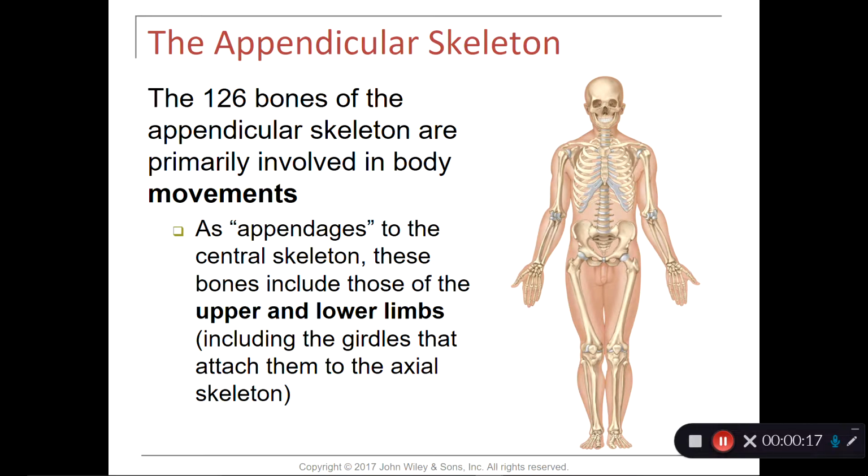So the appendicular skeleton, remember that it just means appendage. So the appendages or the extremities or things like that. So you're going to be including your arm bones. You're going to be including your shoulder blade, your clavicle. You're going to include the bones of the pelvis, minus the sacrum and coccyx, of course. And you're going to include the leg bones.